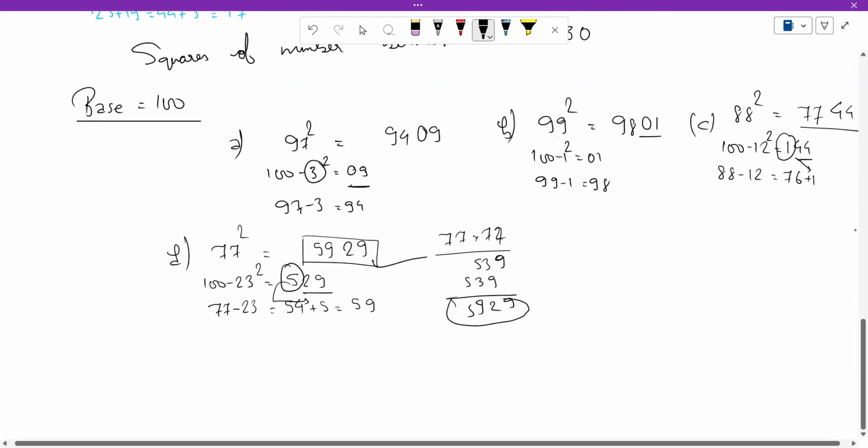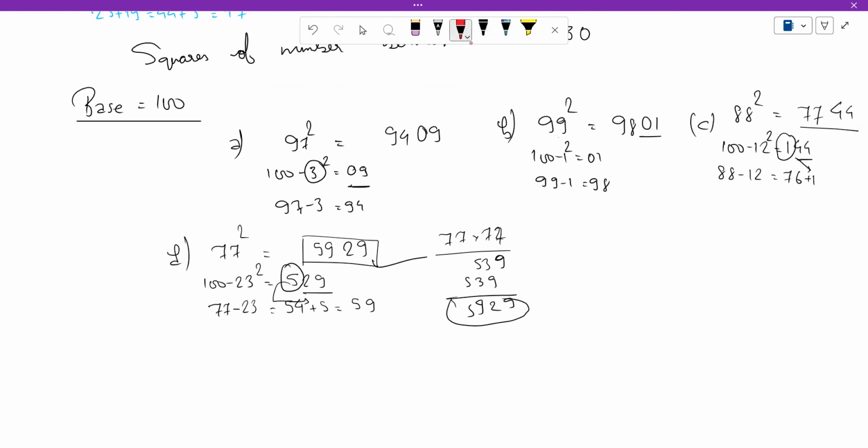If I take numbers that are more than 100, for example, if I tell you to find me a square of 102, so it is 100 plus 2 now. What is 2 square? 04. So your last two digits will be 04. Now it is 2 more than 100, so we'll add 2. So it is 102 plus 2, that is 104. Your answer is 10404.